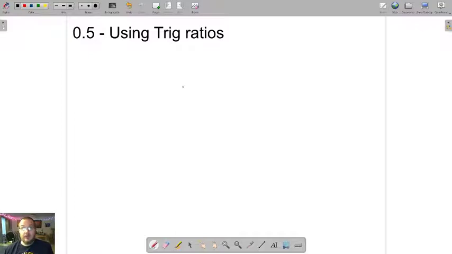Okay, so welcome back. Today we're going to be talking about how to use those trig ratios we just found to solve some pretty everyday problems.